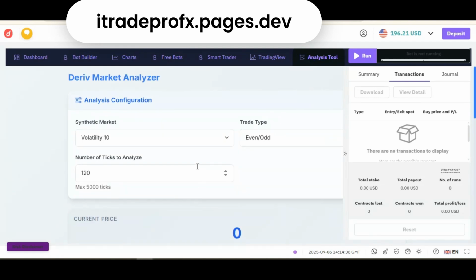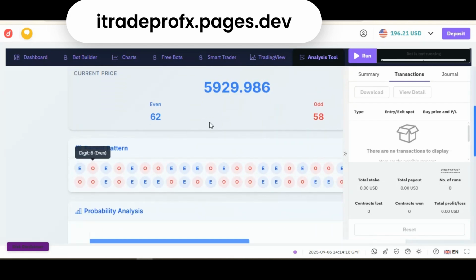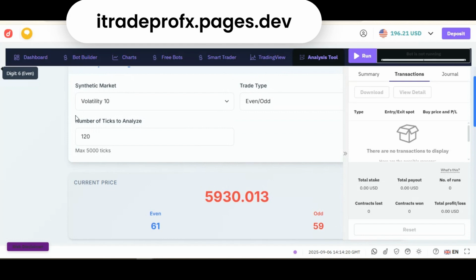Number one, you need to know that even odd are tick-based contracts. That's why you can see we are trying to analyze the number of ticks of whichever one you want. The maximum is usually 5,000. You are predicting whether the last digit that the market will give is an even or an odd digit.